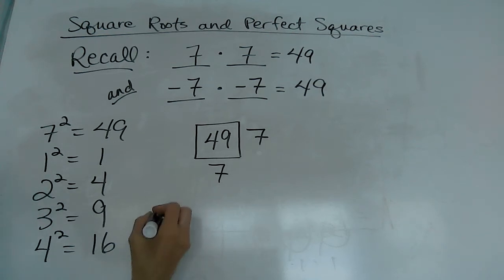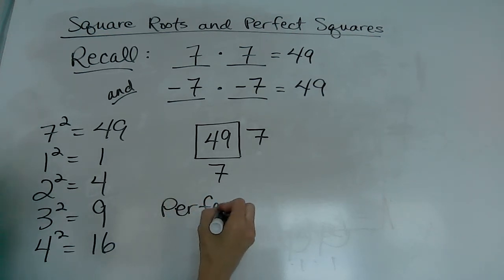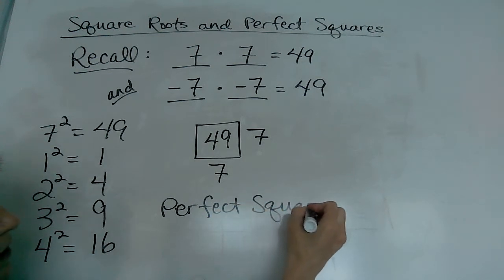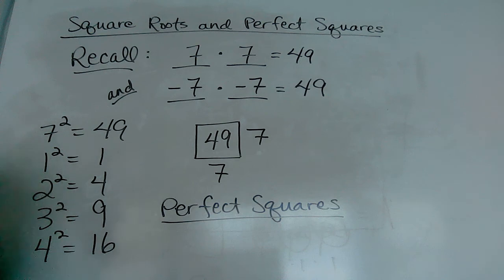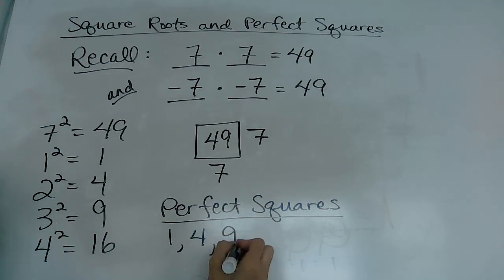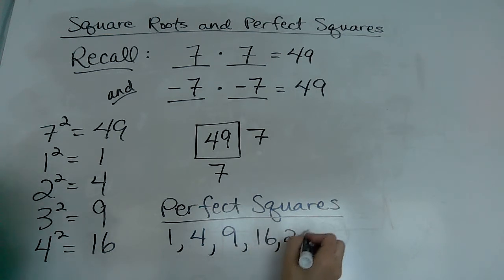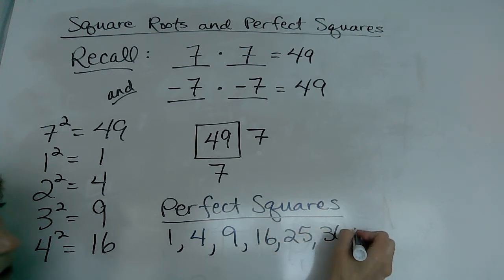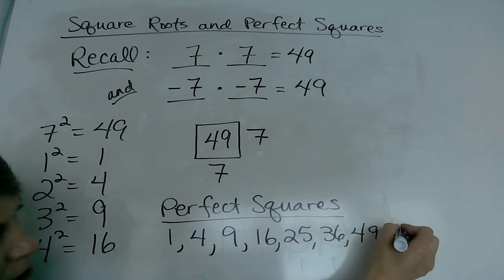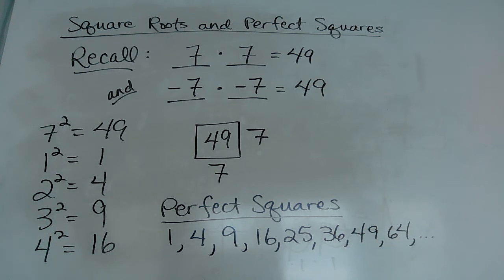So what we have are perfect squares, which are formed when you multiply a number by itself. So 1 squared is 1. 1 is a perfect square. 2 squared is 4, making 4 a perfect square. 3 squared is 9. 9 is a perfect square. 4 squared is 16. 16 is a perfect square, and you can continue on through all of the ones that maybe you have memorized. So those are all what we call perfect squares.